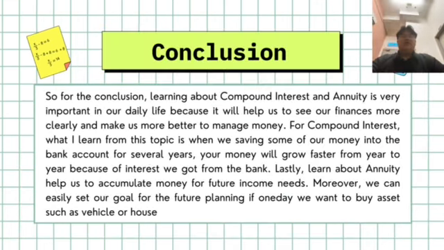Conclusion. So, for the conclusion, learning about compound interest and annuity is very important in our daily life because it will help us to see our finances more clearly and make us much better at managing our money. For compound interest, what we learn from this topic is when we save some of our money into a bank account for several years, our money will grow faster from year to year because of the interest we get from the bank. Lastly, learning about annuity helps us to accumulate our money for future income needs.